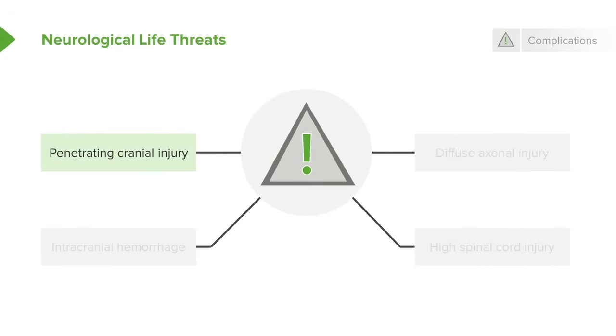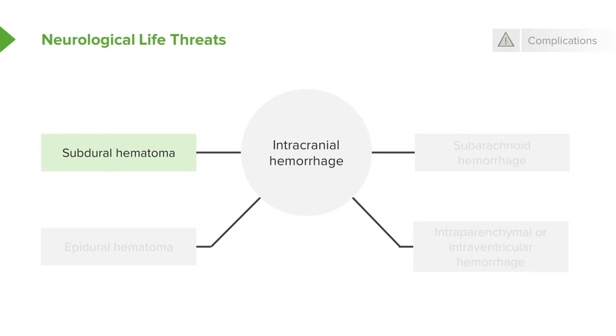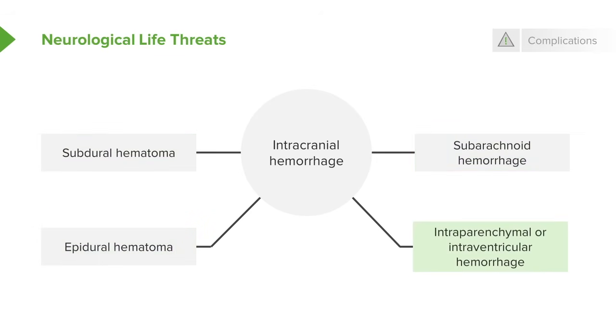All right, there are a number of neurologic life threats that we're looking for on our primary survey, and we're going to talk in more detail about these in future lectures, but these include any type of penetrating cranial injury, intracranial hemorrhage, diffuse axonal injury, and also high spinal cord injuries like C-spine injuries. In the realm of intracranial hemorrhage, we have a variety of different disease entities to think about. We've got our subdural hematomas, our epidural hematomas, our traumatic subarachnoids, and then lastly, intraparenchymal and intraventricular bleeding. All of these are managed differently, and we're going to talk about them in detail in a future lecture.